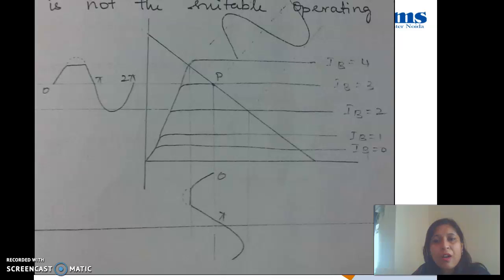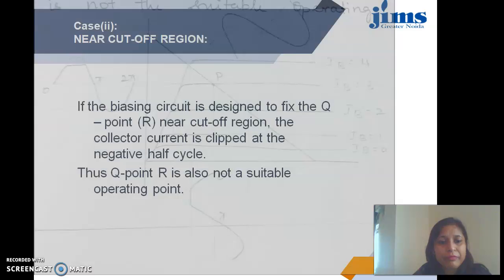So if we take the operating point near the saturation region, the current gets clipped. This is the output curve. If we have taken it near the y-axis, the output current on the positive peak side is getting clipped. So this is not the appropriate region for biasing or taking the Q point.